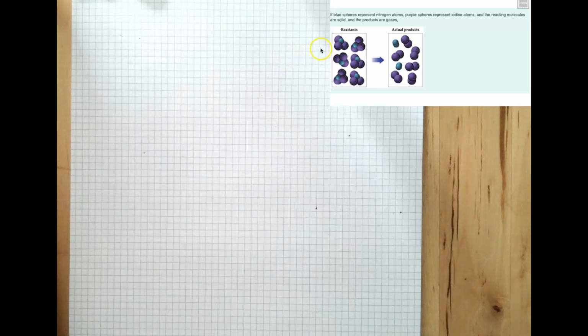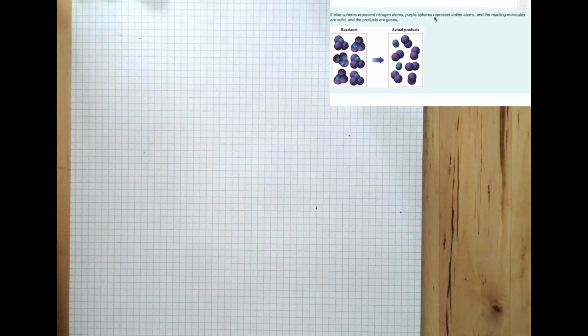Okay, so let's see if we can make sense of this graphical question. In the box presented to you in the problem, they show you a reactant cartoon and then the product cartoon. Now let's start with the reactant. The reactant is described as having atoms of iodine and atoms of nitrogen. And they tell you that the nitrogen is represented by blue and the iodine is represented by purple.